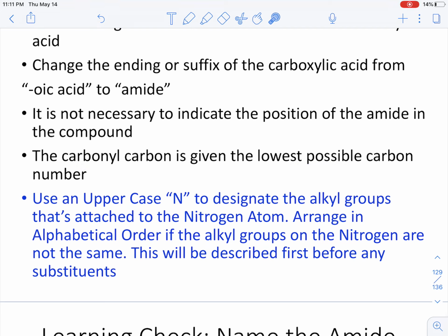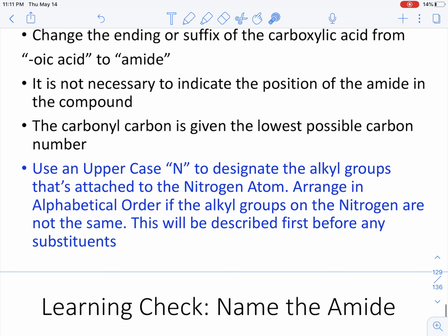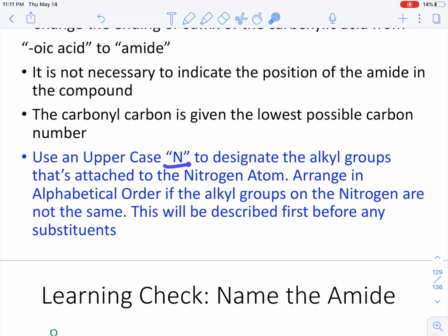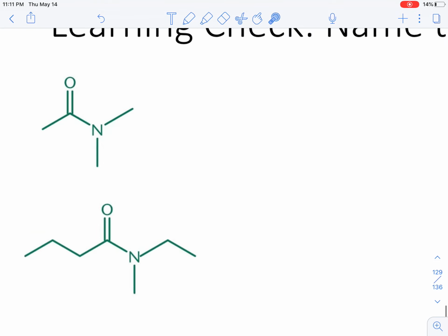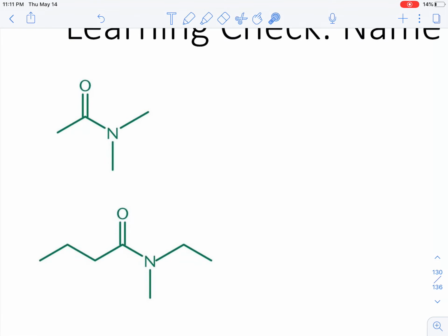Very similar to secondary amides, you're going to use the capital N to designate the alkyl groups that are attached to the nitrogen atom. And then you're going to arrange in alphabetical order the alkyl groups that are not part of the main chain. And these N-alkyl groups will be described first before any substituents. So let's go ahead and take a look at our last 4 or 5 examples.